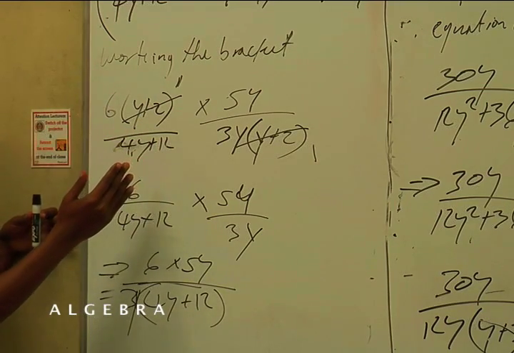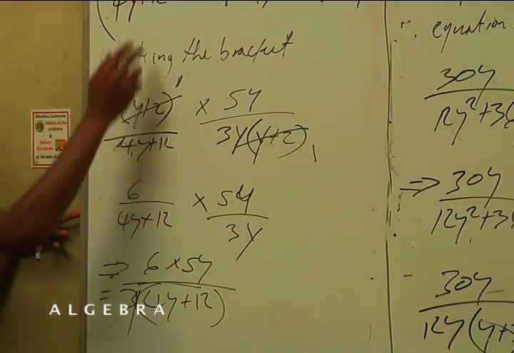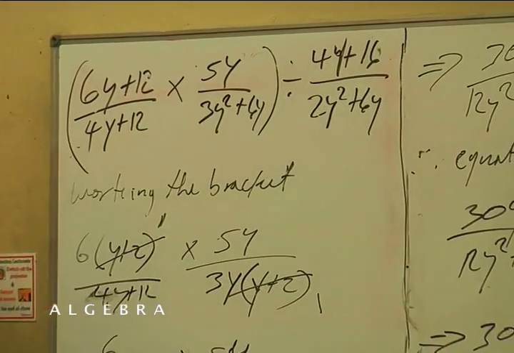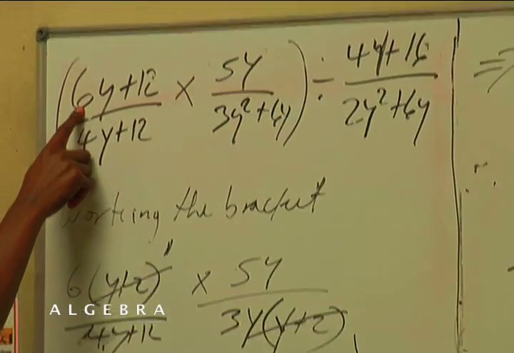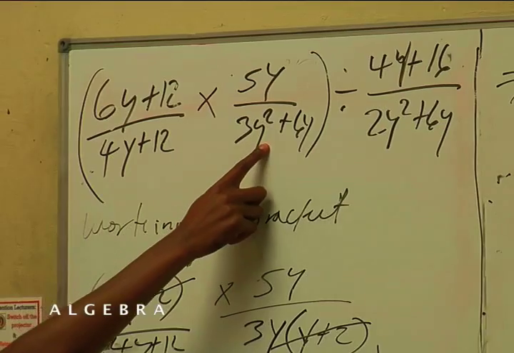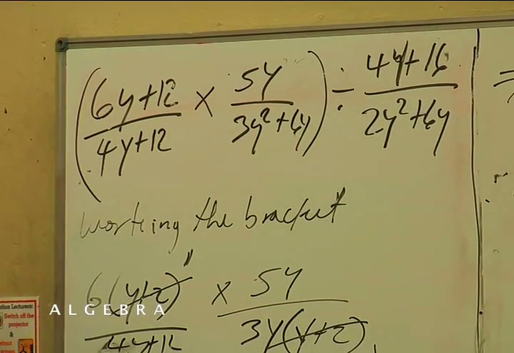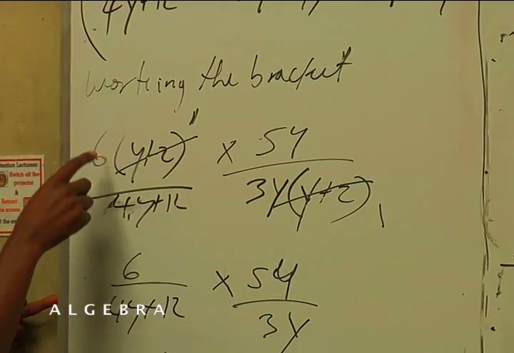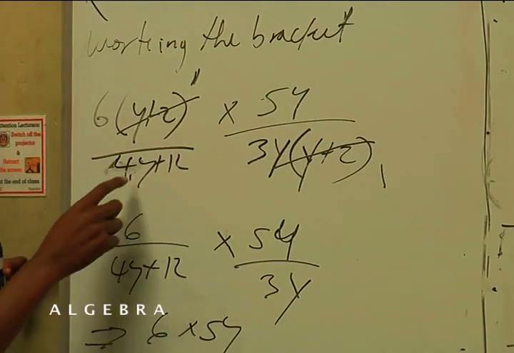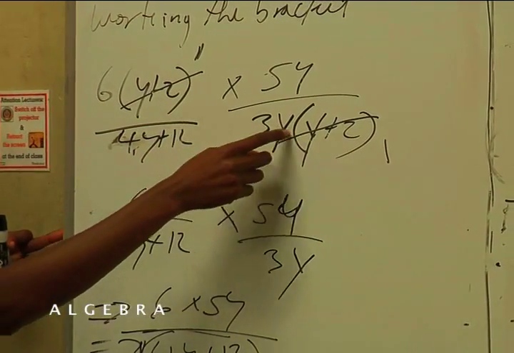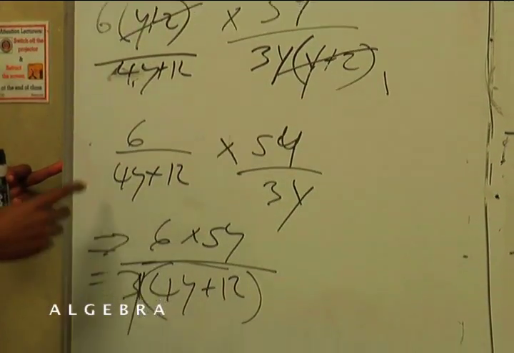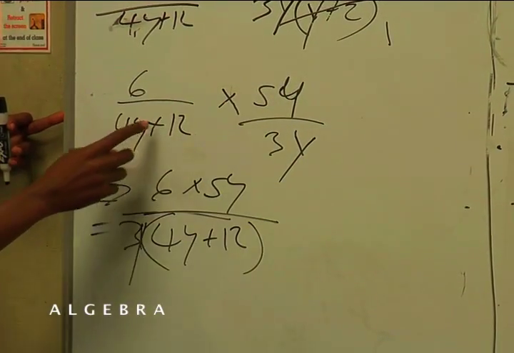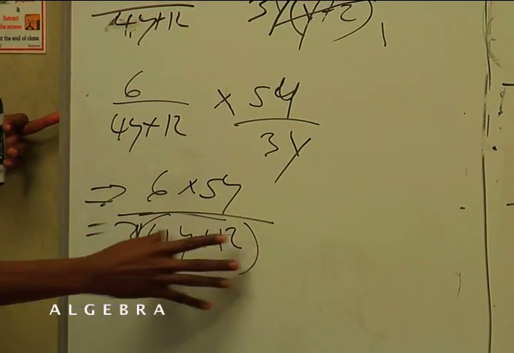When we observe, we realize that we could have got y plus 2 out of this and y plus 2 out of this. So when I check it out, if we use 6, I get y plus 2. And if we use 3y, I get y plus 2. So that means that y plus 2 cancels y plus 2. So it left me now with 6 times 1 times 5y over 4y plus 12 times 3y times 1. So give me back this now. 6 times 5y over 4y plus 12 times 3y.